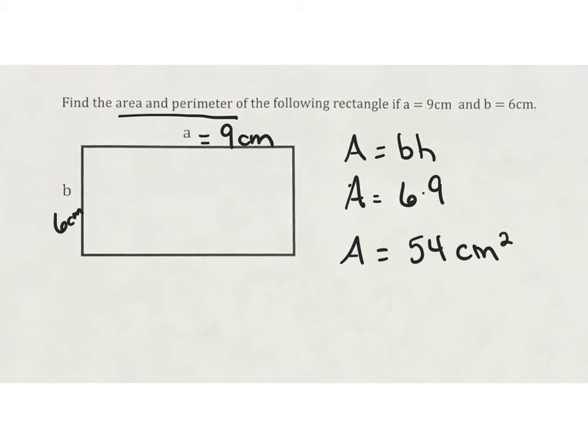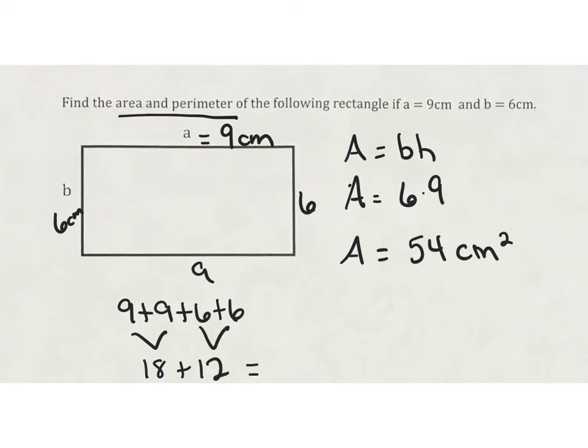And then for perimeter, we are just going to simply add all of the sides together. So we have 9 centimeters plus 9 plus 6 plus 6. So 9 plus 9 is 18. 6 plus 6 is 12. And then if we add that together, that is 30 centimeters.